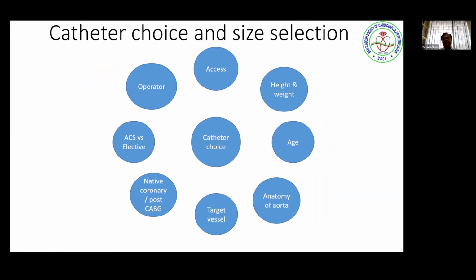Before the diagnostic angiogram, we can think of a few things: the route of access, radial, brachial, or femoral, right or left. Accordingly, we can take our accessories, and also consider the anatomy of the aorta. That is very important. If we do an X-ray or an echocardiogram, we have an idea about the aorta. If there is a valvular lesion or dilated aorta, we should start with a bigger size than routine. Suppose there is a dilated aorta, we initially start, in our country, with a 4 or even 5 French catheter.